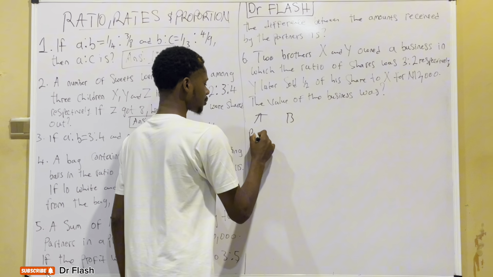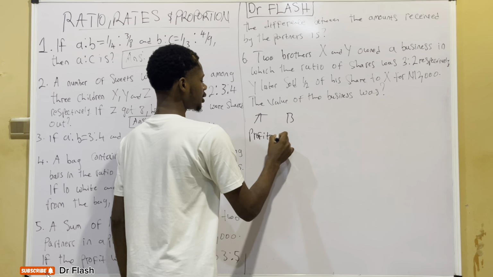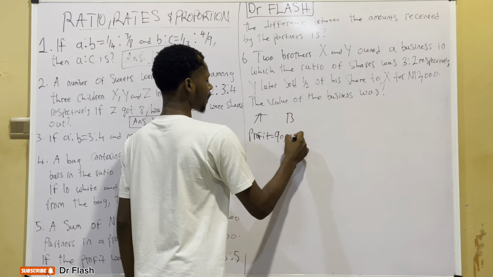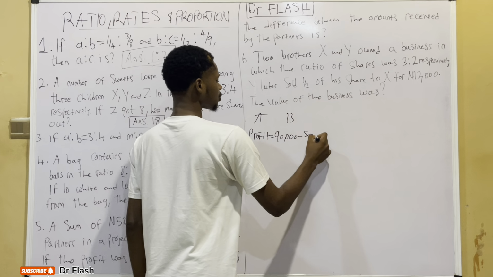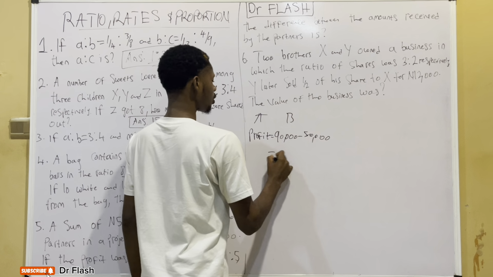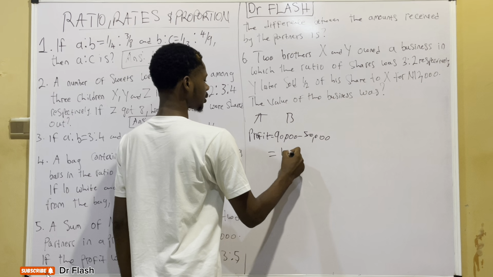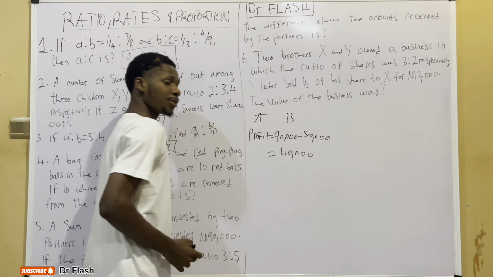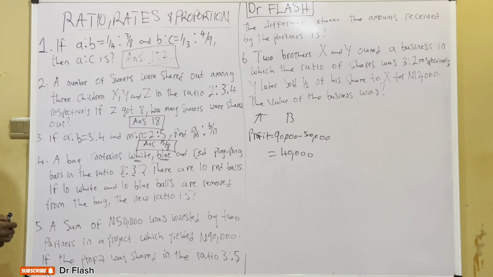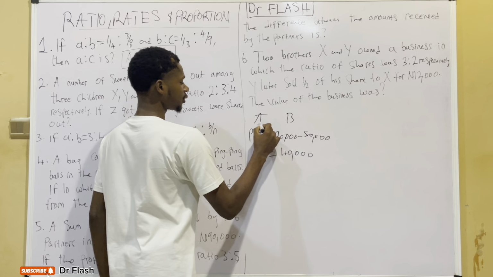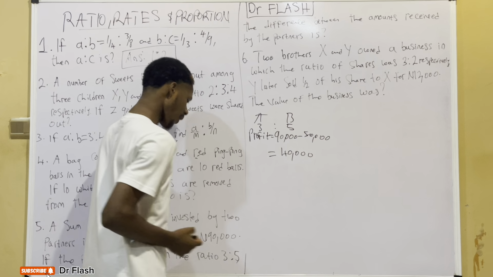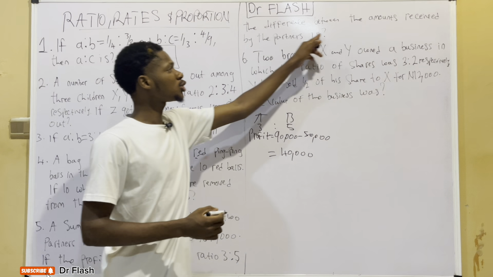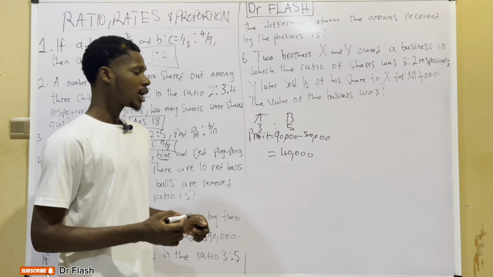So profit is equal to 90,000 naira minus 50,000 naira. That will give you a profit of 40,000 naira. So the profit, which was 40,000 naira, is what is being shared in the ratio of 3:5. So we have 3 ratio 5. Are you there? Now, the difference between the amounts received by the partners is what?